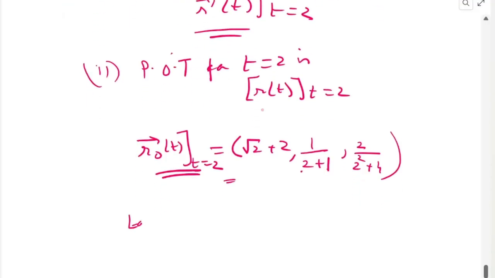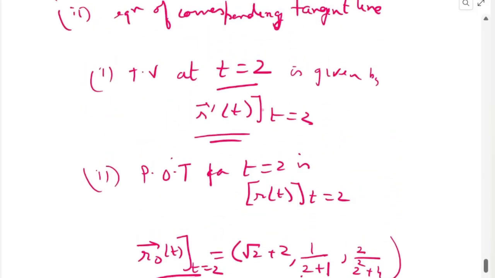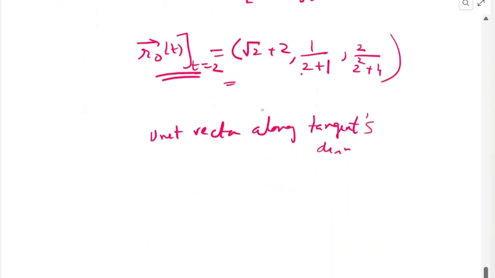Then you find the unit vector along tangent direction. This is given by what? Whatever vector you will be finding here, you just normalize it. So you can do it here. So let us calculate.